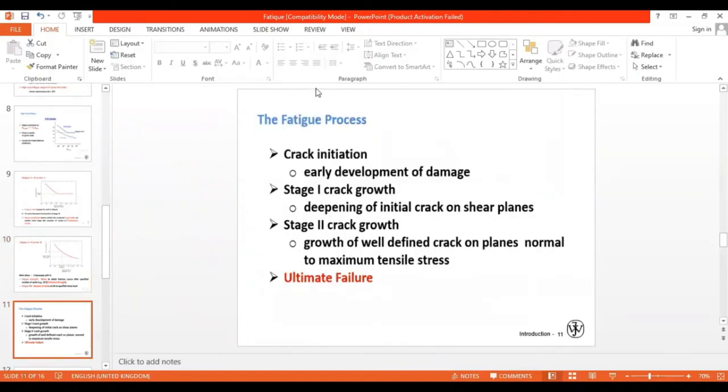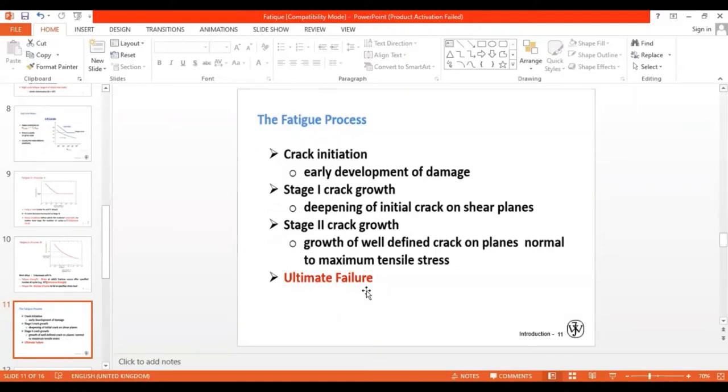The fatigue process, right? How does this fatigue occur? First one, crack initiation, right? After a certain number of cycles, crack initiation, then the next one, stage one crack growth, stage two crack growth. These two can be combined into one, crack growth, and then ultimate failure. The fatigue process, usually we write it as three steps. Here we write it as four steps. Crack initiation, crack propagation, and ultimate failure.